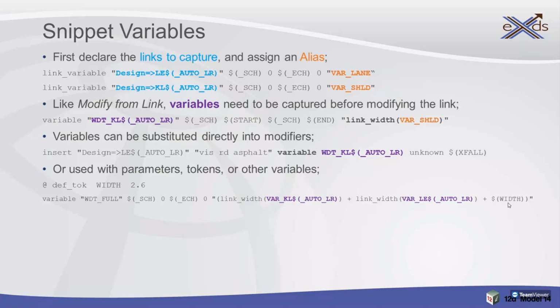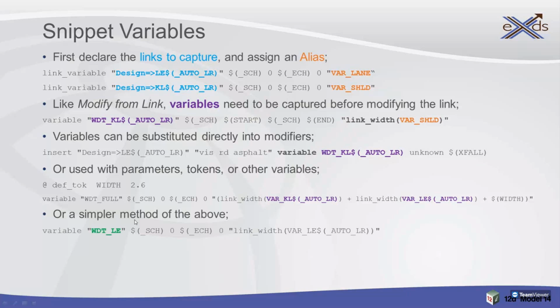So it's not confined, it's quite flexible. Again, you can simplify that a bit. So what we could do is capture the width of the edge line first, then create our new variable width full here, and we can just pass that variable down into here, and then get the width of the curb lip and add on that one. So quite flexible in that regard.